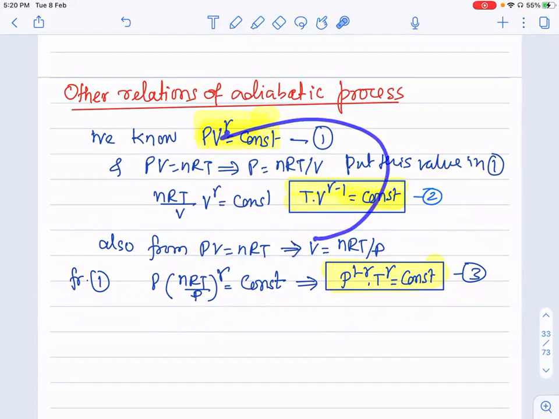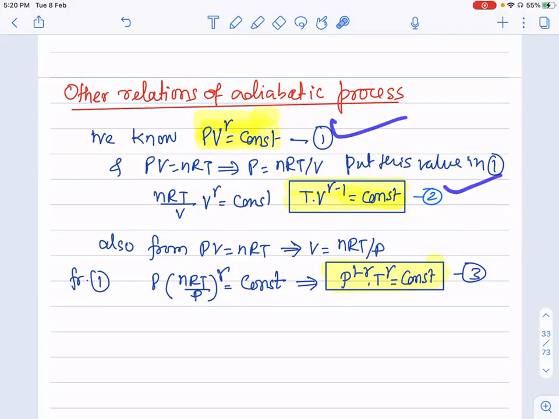This V की value यहाँ put कर देंगे, है ना? तो this comes here, P as it is, nRT upon P to the power gamma, nRT upon P to the power gamma. ये तो constant है. They will go, this side will become another constant, and यहाँ पे P to the power gamma नीचे ऊपर आके 1 minus gamma हो जाएगा और T to the power gamma as it is. So this is the third equation.